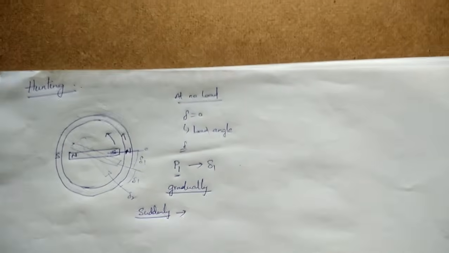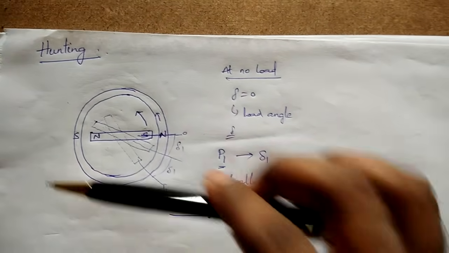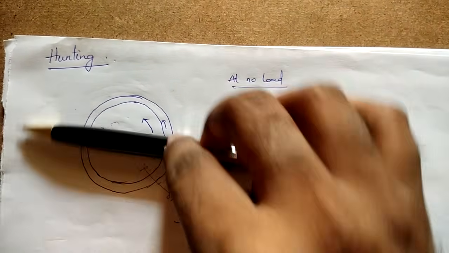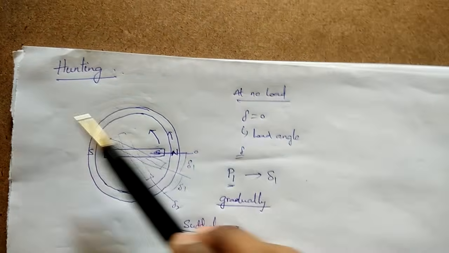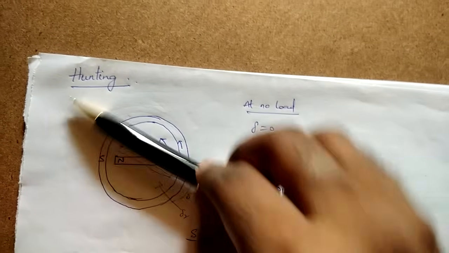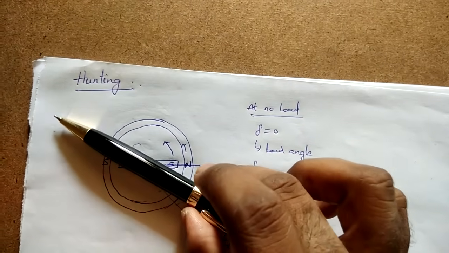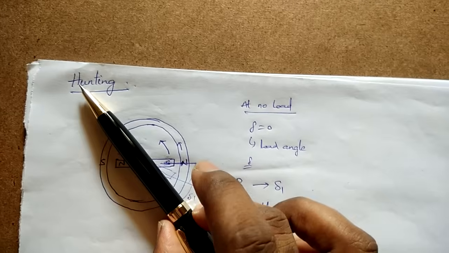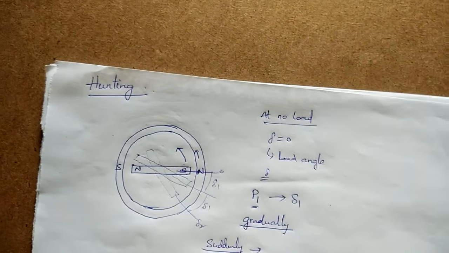Okay, if there is no damping, the rotor will oscillate like this from 0 to delta 2. Above this is the equilibrium position, it has to stay here, so it will come like this and it will go like this.